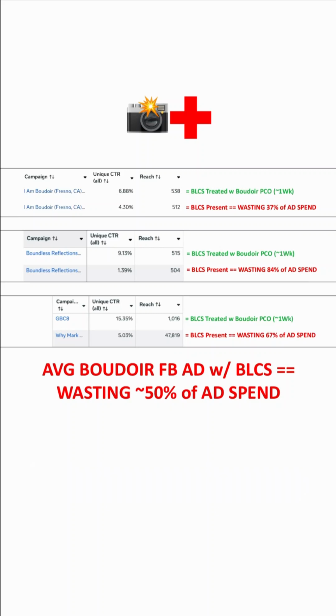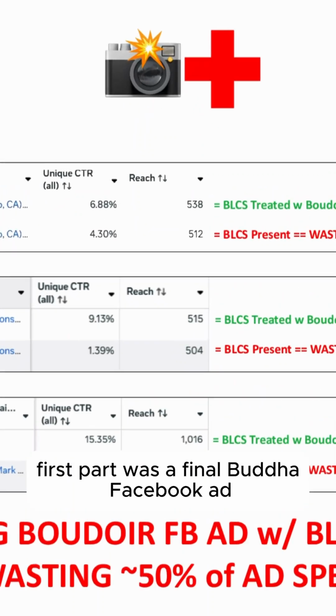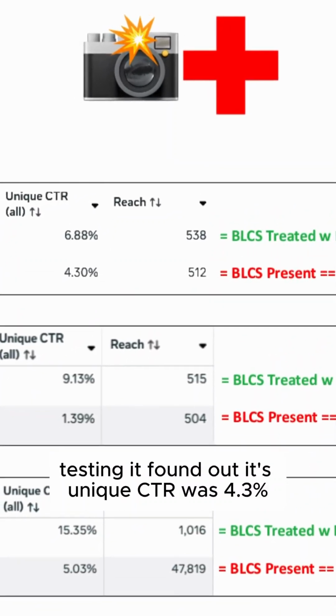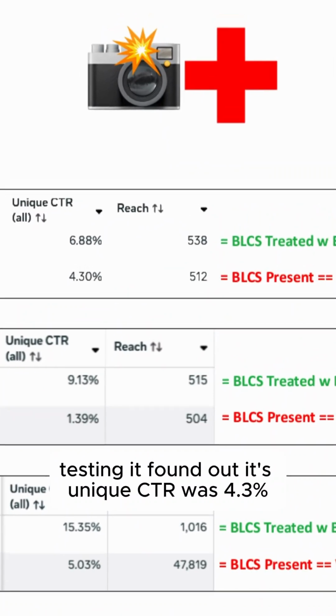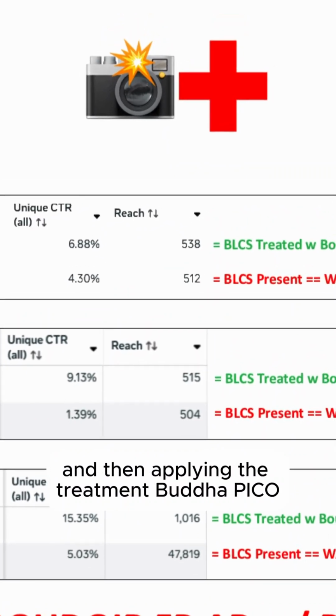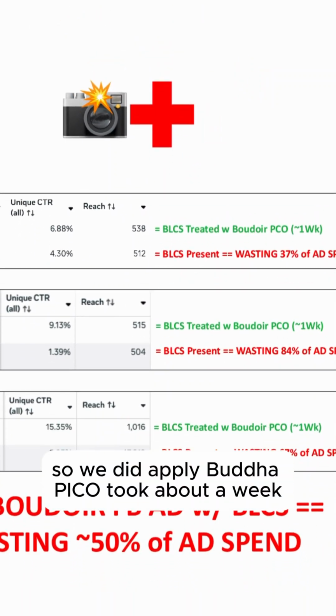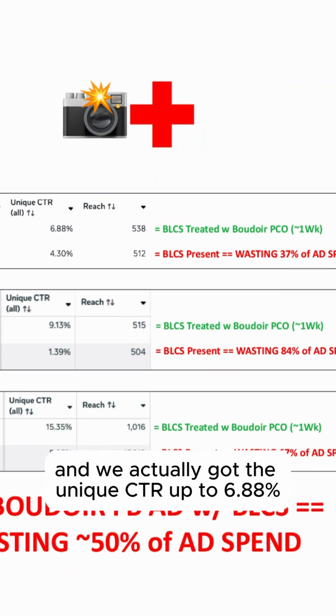So from my residency, the first part was finding a Boudoir Facebook ad out in the wild, bringing it to the hospital, testing it, and finding out its unique CTR was 4.3%, and then applying the treatment, Boudoir PCO. So we did apply Boudoir PCO. It took about a week, and we actually got the unique CTR up to 6.88%.